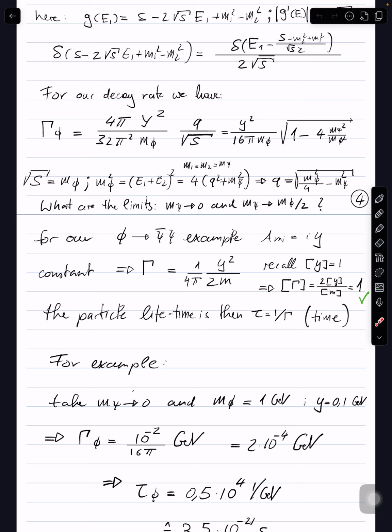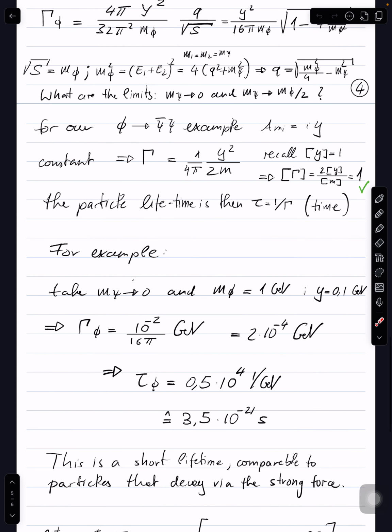This is just an energy condition that tells you that the 2 times m psi have to be smaller than m phi for the decay to be possible, just in terms of energy conservation. So that's really straightforward.